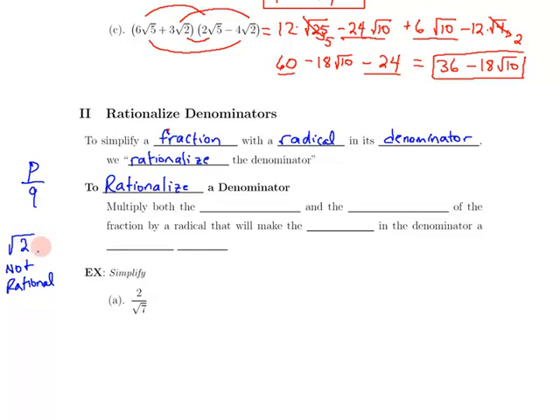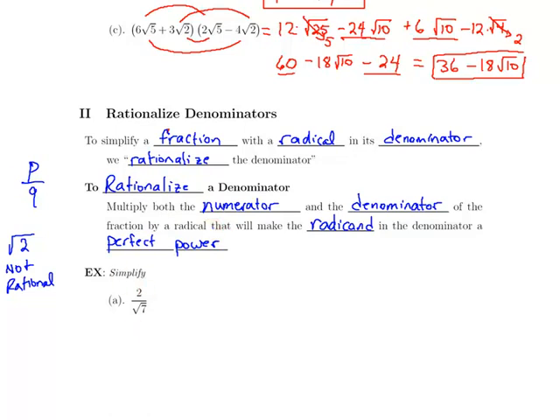We want to turn this into something like, instead of square root of 2, can we turn it into a square root of 4 somehow? Okay, and in fact we can. The technique, I should say, to rationalize a denominator is to multiply both the numerator and the denominator of the fraction by a radical that will make the radicand, that thing underneath the radical, in the denominator a perfect power. We've talked about perfect powers before, but those are the things that we can actually take the root of.